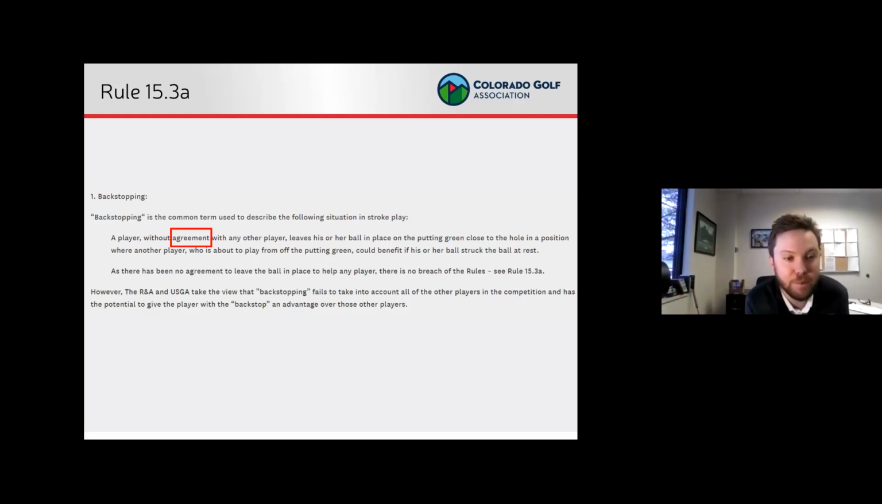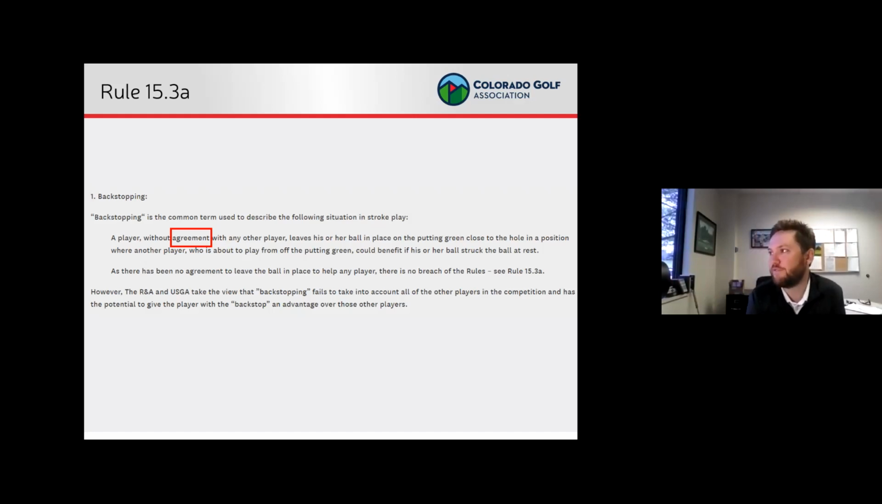And that's what we see here. A player without agreement with any other player leaves his or her ball in place on the putting green. And whether it's leave or the other player quick plays, we didn't make an agreement, so there's no backstopping. A lot of people say, oh, well, they meant to do it. They knew what they were doing. Again, there's got to be an agreement. So the backstopping thing hinges on, did we agree to do it?